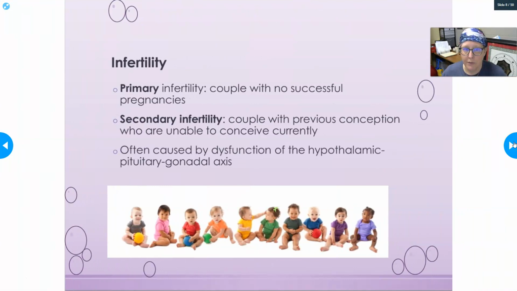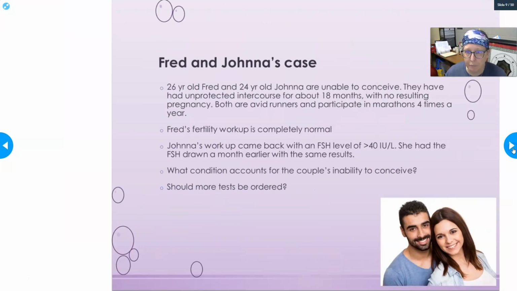Okay, so let's talk about infertility. Primary infertility are couples that have not had any successful pregnancies, even though they've been trying. Secondary infertility is a couple that has had pregnancies, conception, but are currently unable to conceive. So something's changed. They are often caused by dysfunction in the hypothalamic pituitary gonadal axis, meaning there's a dysfunction usually somewhere in this domino effect of hormones that we've been looking at.